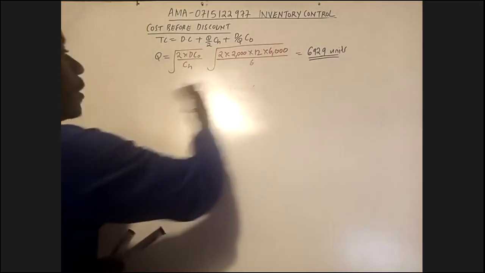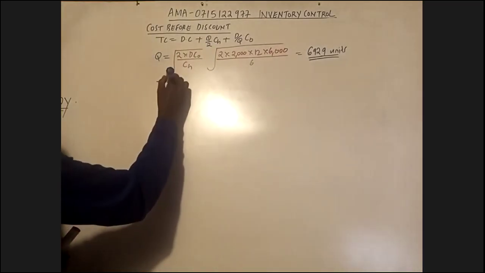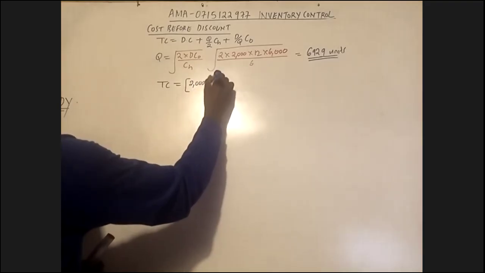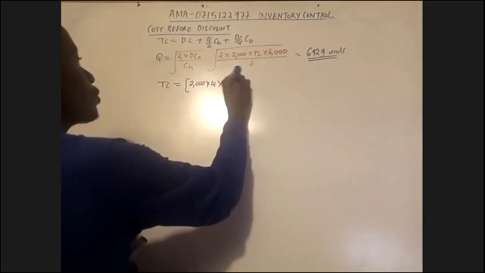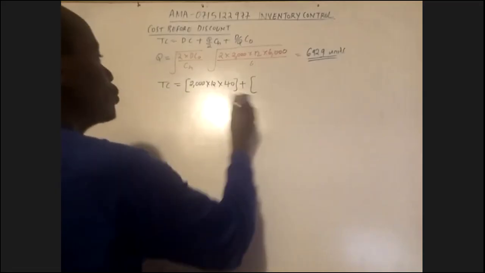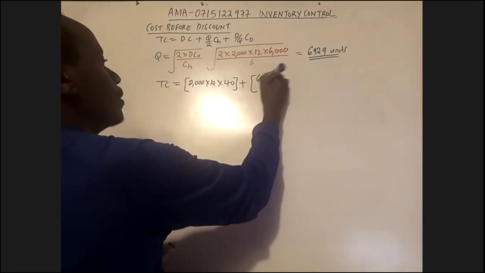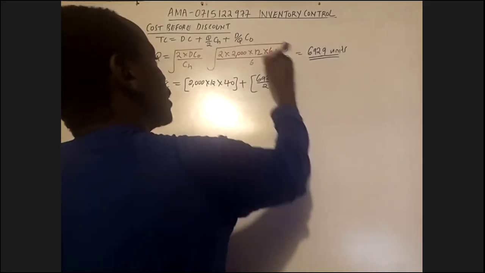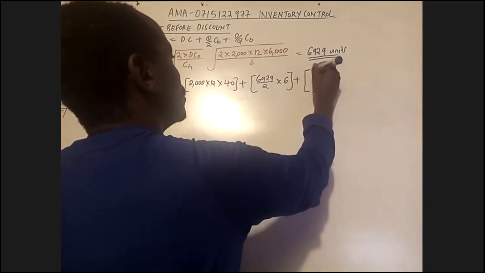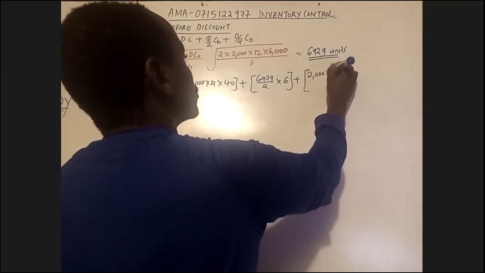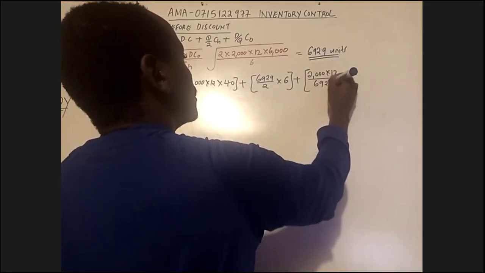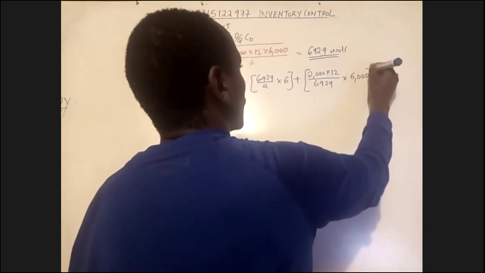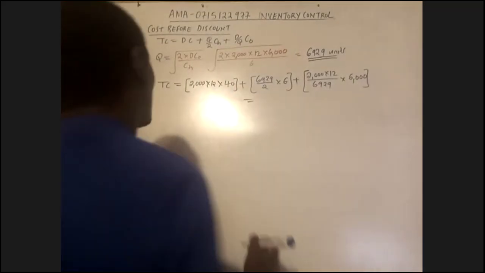That's number one. Now let's find the total cost. Our total cost is D, our D is 2,000 times 12 times our cost, which is 40 shillings, plus Q over 2 CH, which is 6929 over 2 times our CH of 6, plus D over Q, our D is 2,000 times 12 over 6929, multiplied by our CO, which is 6,000. So what will be our total cost?